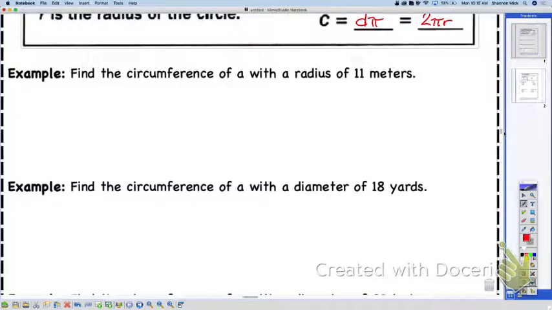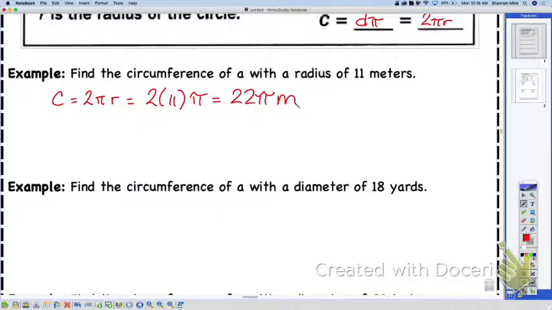So which one are we going to use? 2 pi r. Okay, so circumference equals 2 pi r. I will not give you this on the test. You should know that, correct? On your homework it would be a good thing to write it out so it sticks. Okay, so I have 2 times 11 times pi, so that gives me 22 pi meters.